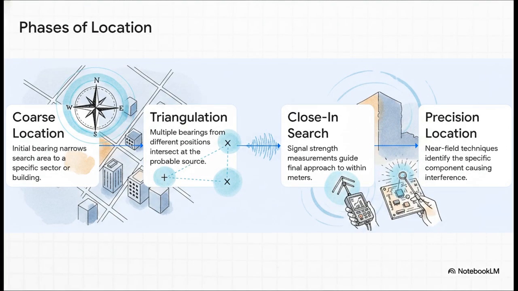So once you are on site, your hunt follows this beautiful, logical flow. You start big with a coarse location to narrow the search area from, say, the entire building down to one corner. Then use triangulation, taking bearings from a couple of different spots to see where they intersect. Then you move in for the close-in search, letting signal strength be your guide. And finally, it's precision location, using near-field probes to identify the exact leaky cable or faulty component.